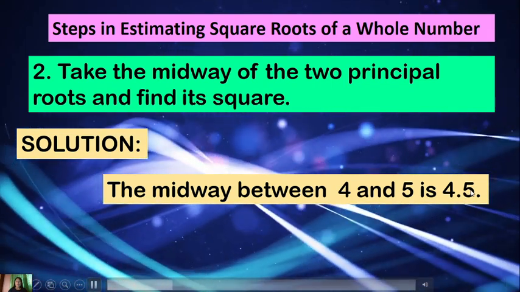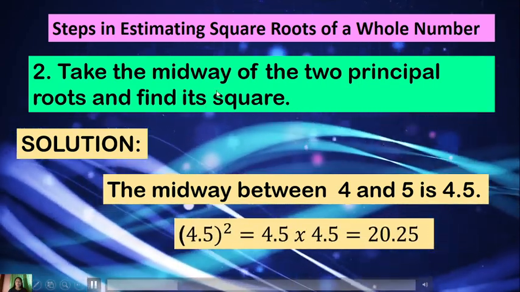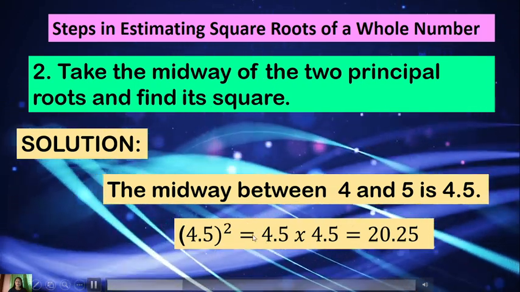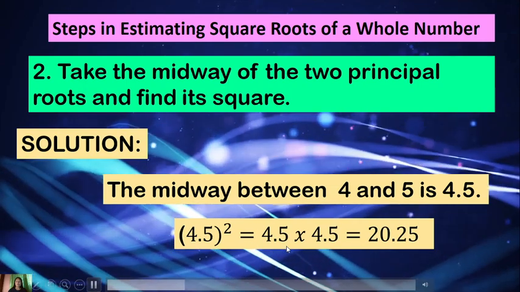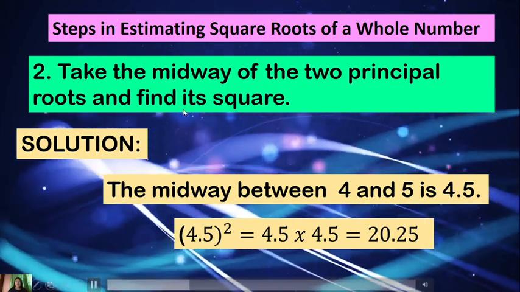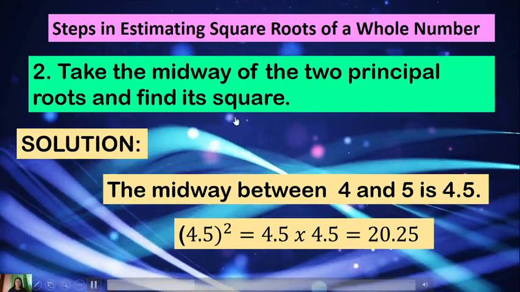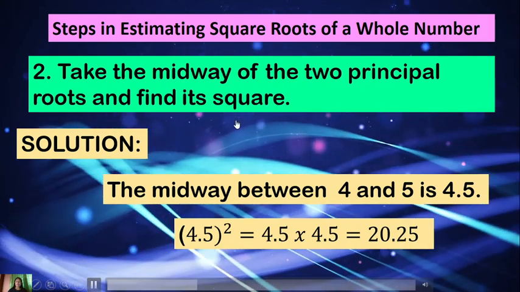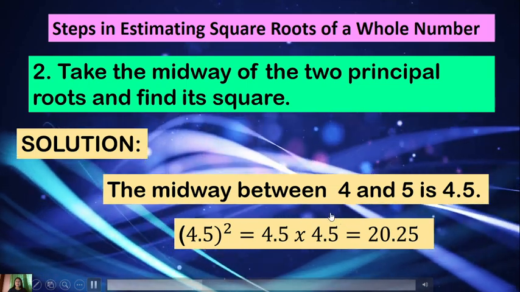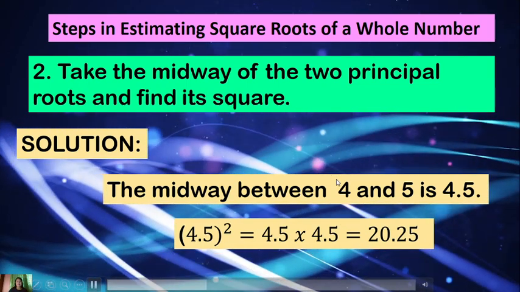And from that result, 4.5 should be squared. Okay, find its square. So it becomes 4.5 times 4.5 is equal to 20.25. So this is now the square of the midway between 4 and 5.